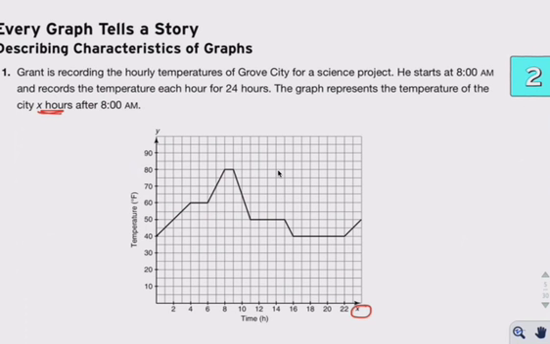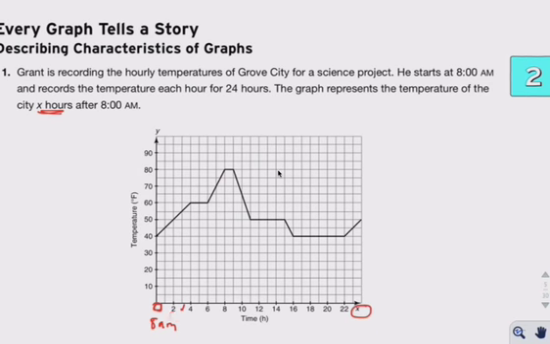I'm assuming this is 0, which is 8 a.m. This is 0, X hours after. This is 8 a.m. Okay, that's going to be confusing. That's 9, 10, 11, 12. So this is 8, 9 a.m., okay, 10 a.m.